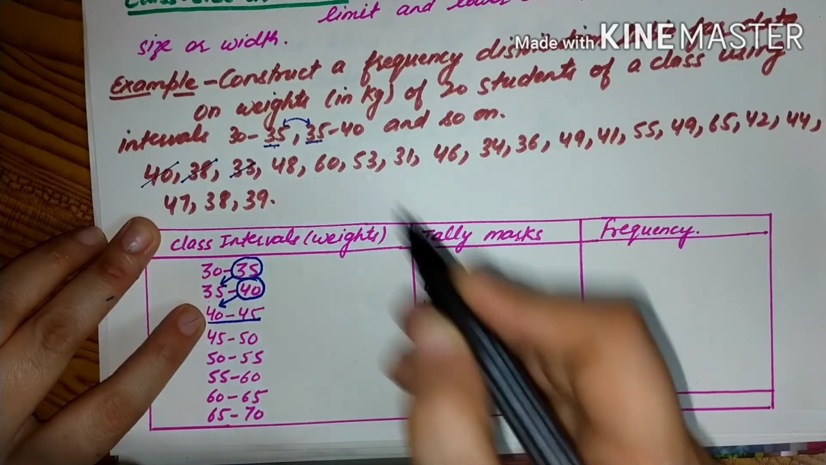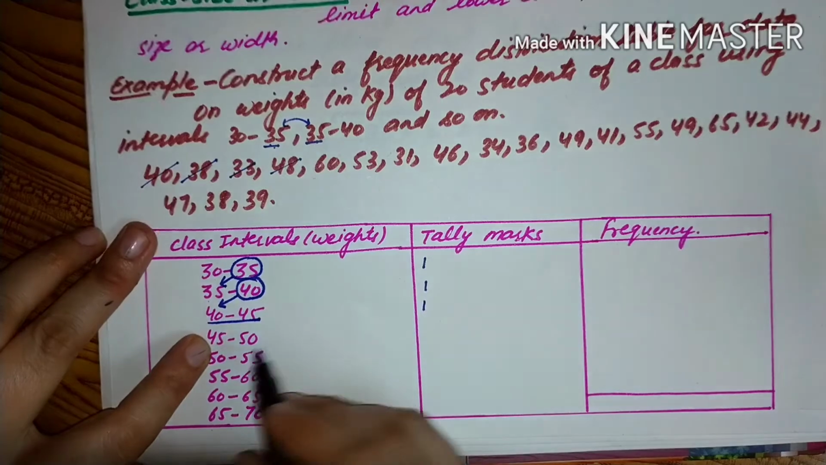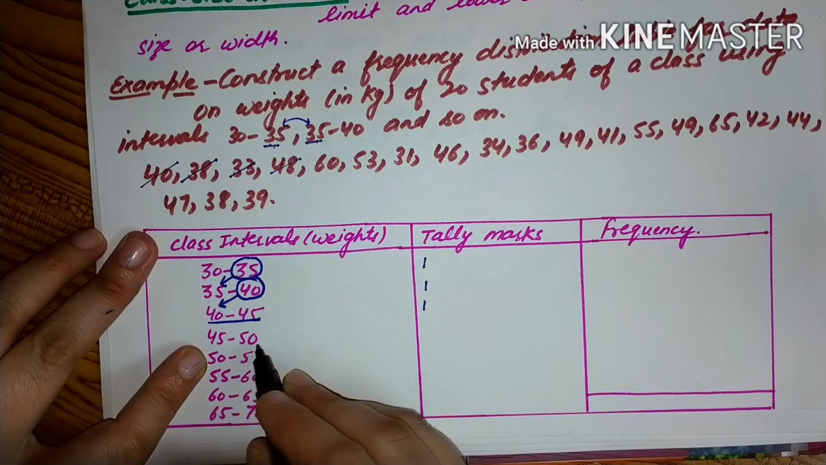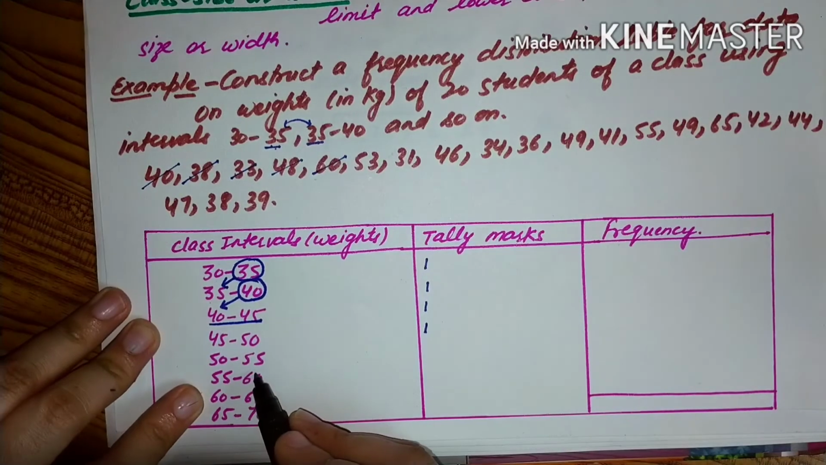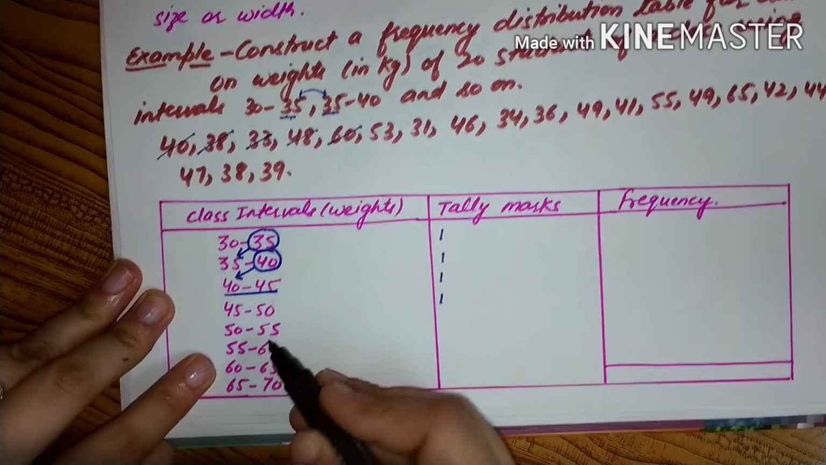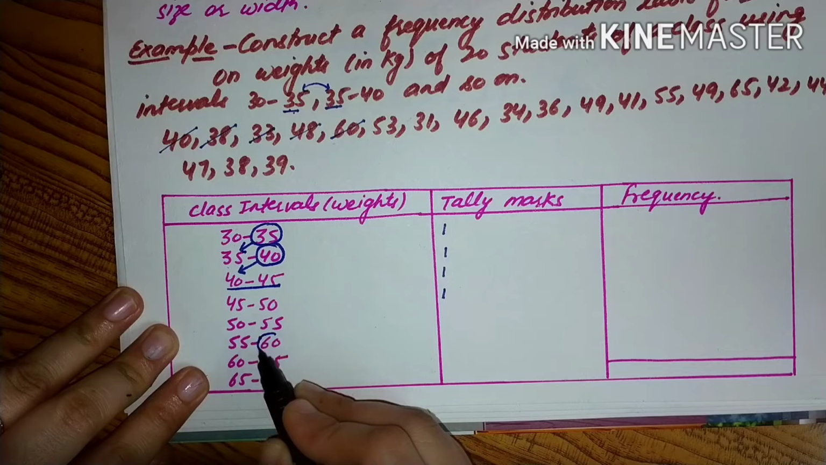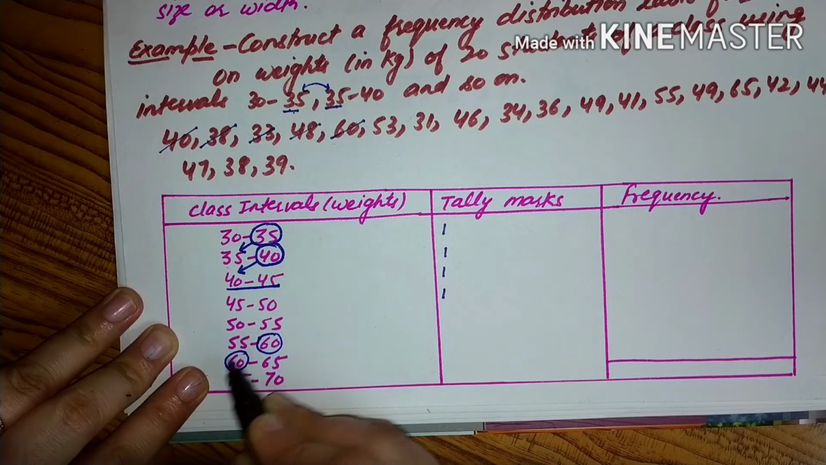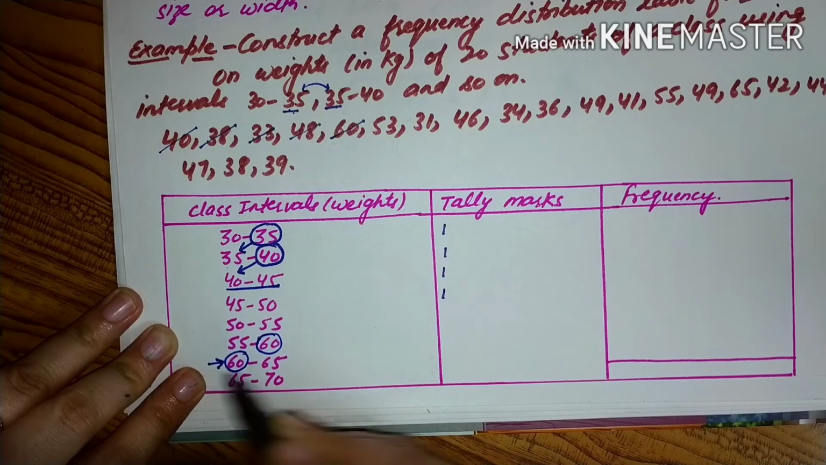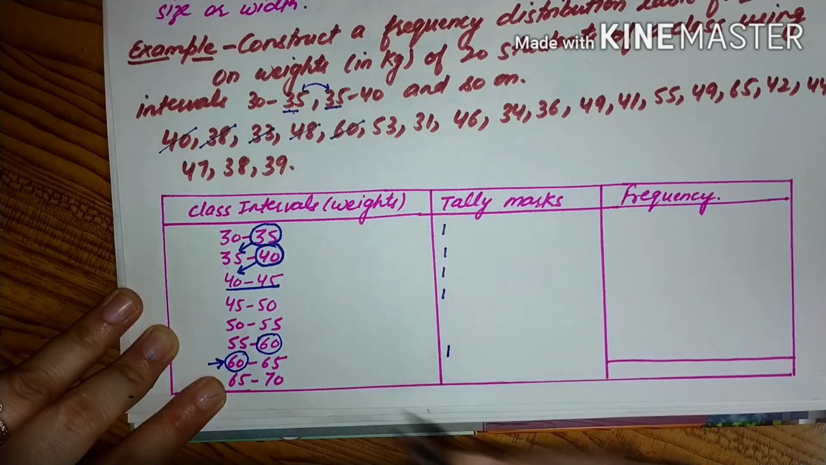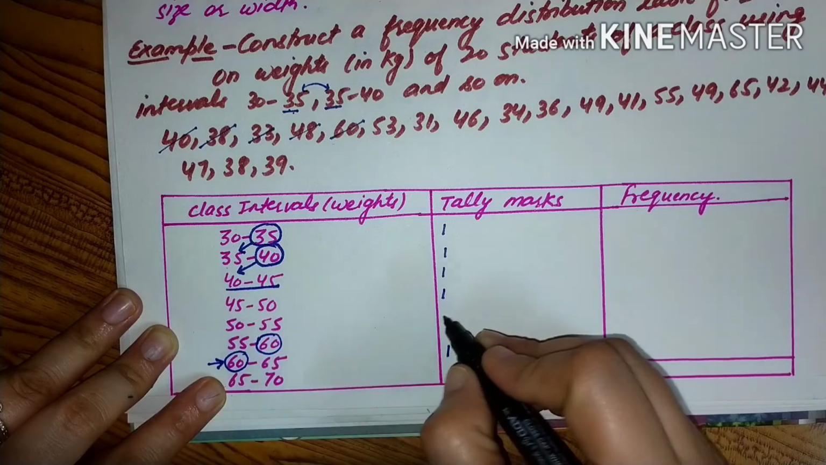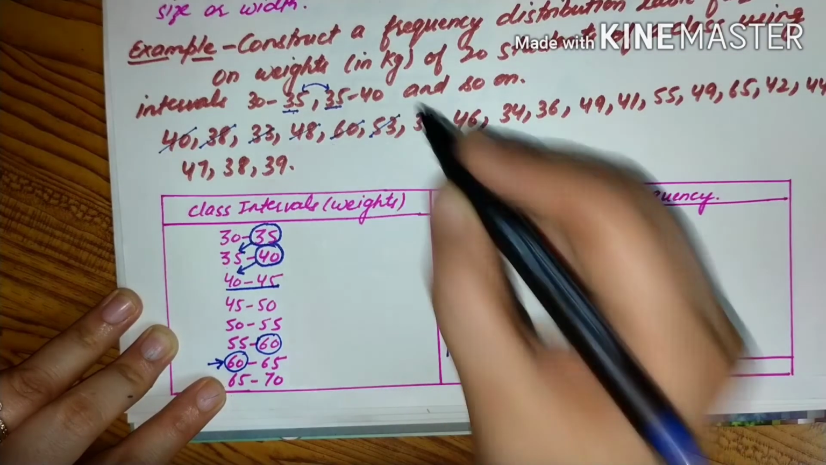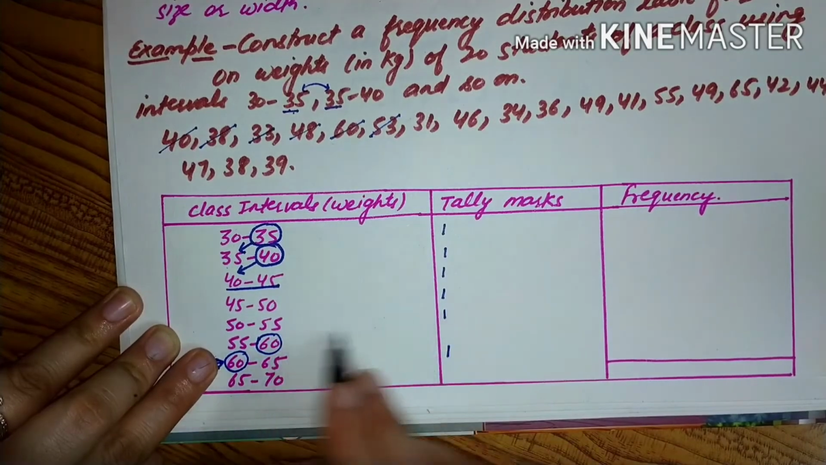33 in first interval, 48, in the fourth interval, 60. Now again question is 60. So 60 is here and here also. So where will we take? In 60 to 65. So 1, then 53, cancel and write a tally mark over there.